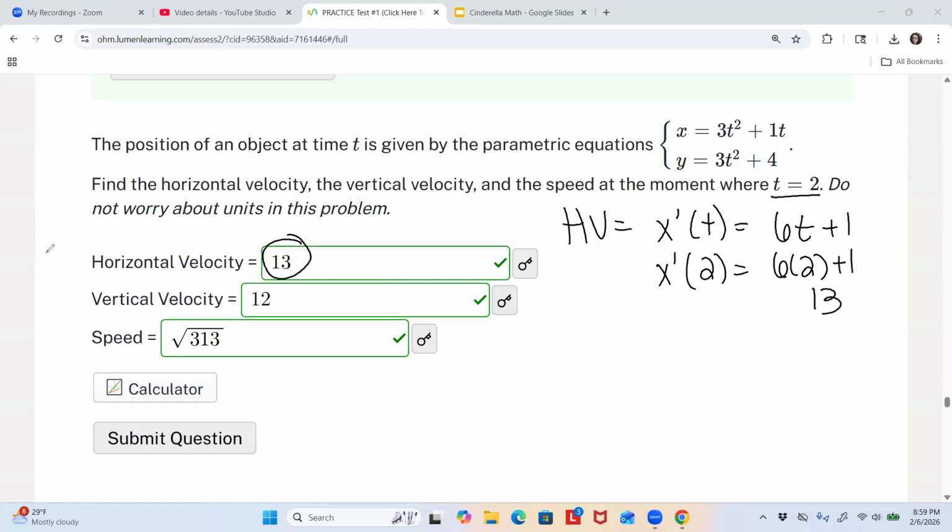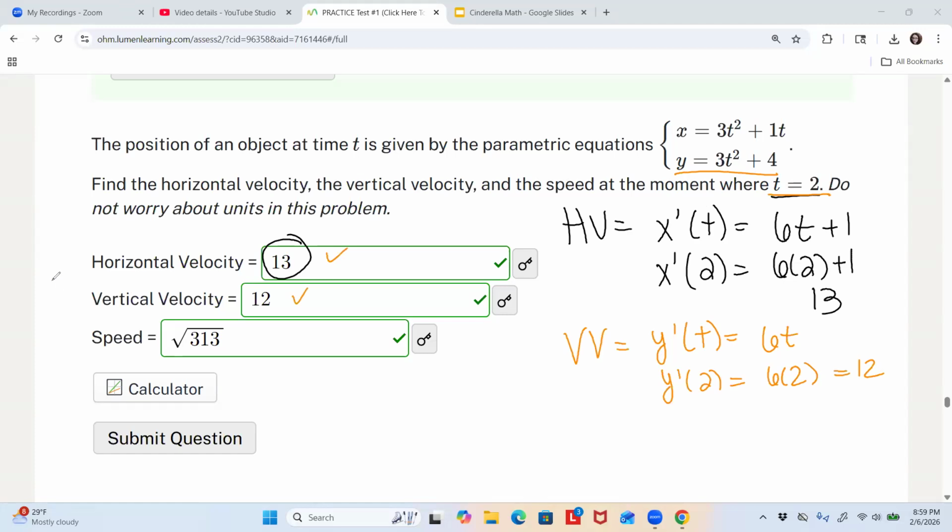So there's our horizontal velocity. And then for vertical velocity, if you think about graphing something, that y-axis is your vertical axis. So for our vertical velocity, there's the position of y, take the derivative. So we'll do y prime of t, which would be 6t. And then do it at the time given. So do y prime of 2. 6 times 2 is 12. And there's your vertical velocity.